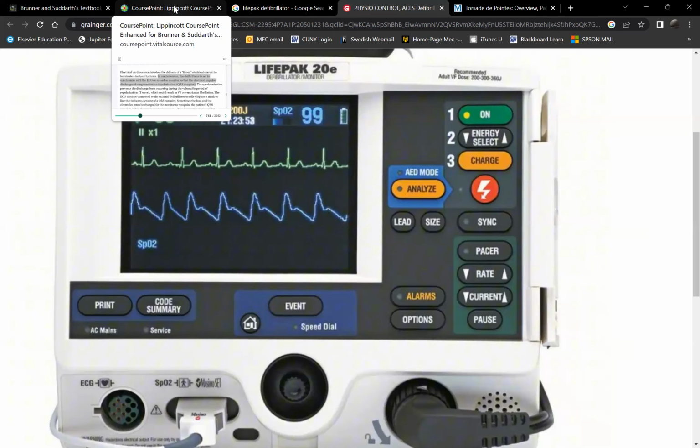Clear? So do they feel the electrical shock? No, they're unconscious. So you give the shock. Don't worry, they're unconscious. In cardioversion, though, is the patient awake? Yes. Do you want them to feel it? No. Like, are you ready? We're gonna do cardioversion, okay?